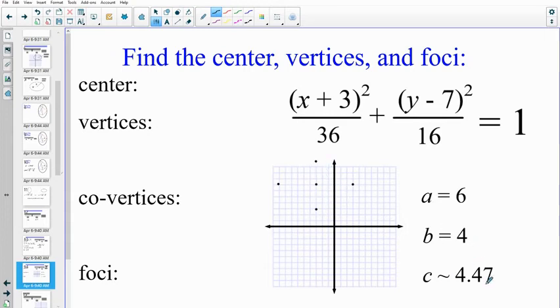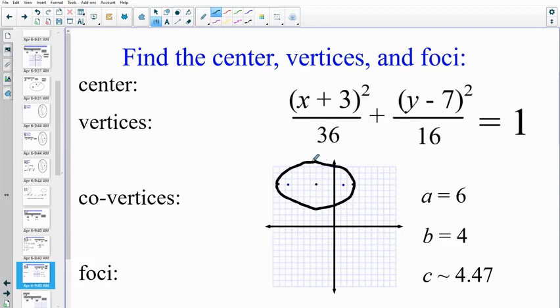And then finally, my c value, the distance to the focus, to both of the foci, is about 4.47, about 4.5. And so those, again, will be on the horizontal axis because this ellipse is wider than it is tall. 1, 2, 3, 4, about 4.5. There is one focus, and the other focus is over on the other side. I'll try to sketch this as usual. I'm sure this will be a little lumpy, but at least mathematically fairly accurate.